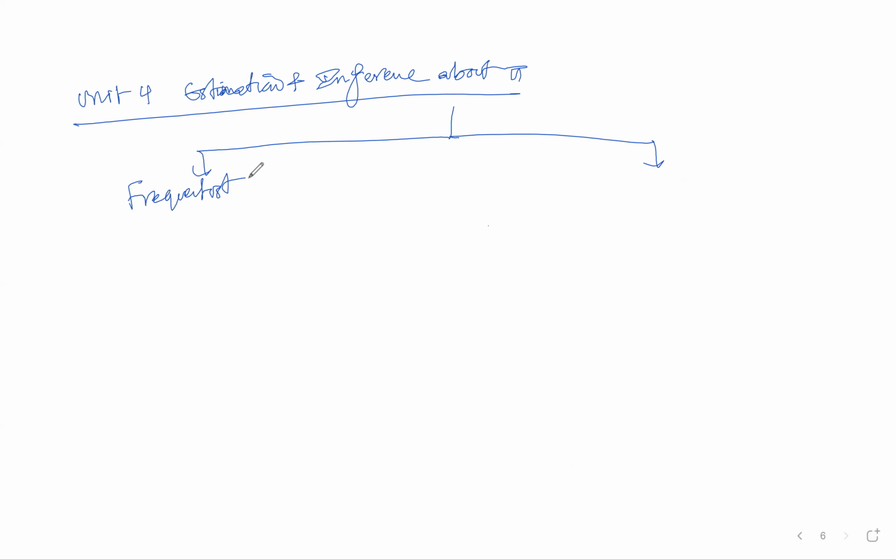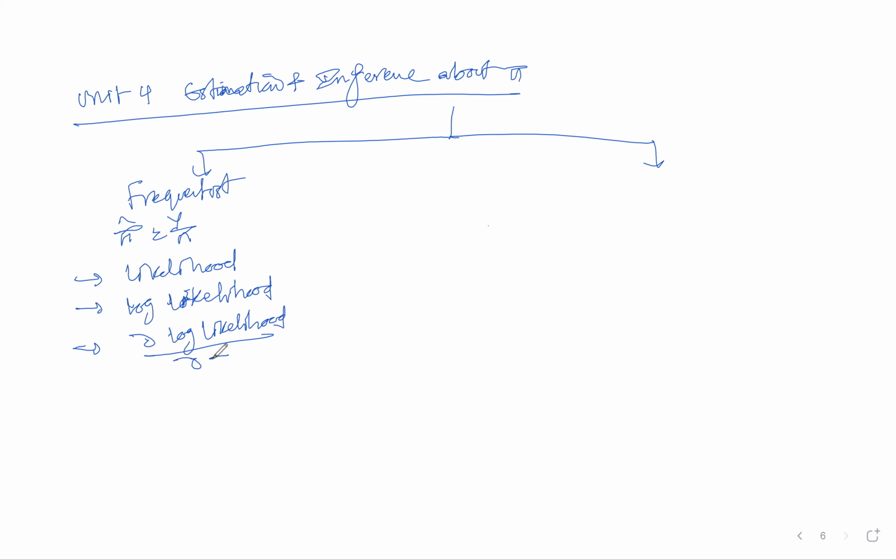In the frequency approach, they estimate pi by the formula y divided by n. And I showed you how they came up with this formula, y divided by n. This is the maximum likelihood estimation. And we went over the steps. The first step, find the likelihood. Second step, take the log of the likelihood. Third step, take the derivative of the log likelihood with respect to the parameter you are interested in.